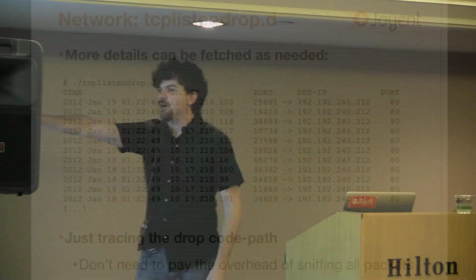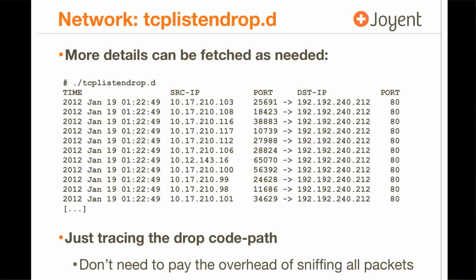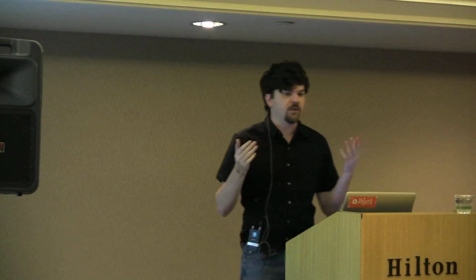So tcplistendrop prints out the source IP, destination IP, and ports, so that you can see who's being dropped inside the kernel. This is useful when doing it via dynamic tracing because you can just trace the drop code path. You don't need to pay the overhead of sniffing all packets, so you're not doing all the sends and receives, you're just doing the kernel drops. This is the sort of thing I'm totally comfortable leaving running 24/7, 365, on every machine in the cloud so that I can get information on those dropped packets.